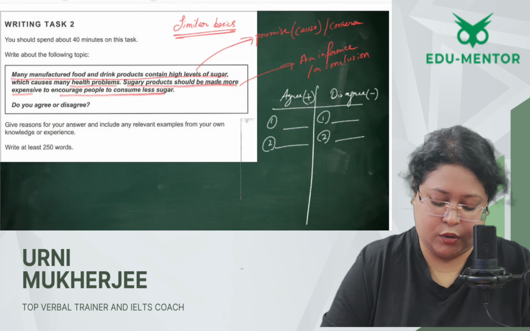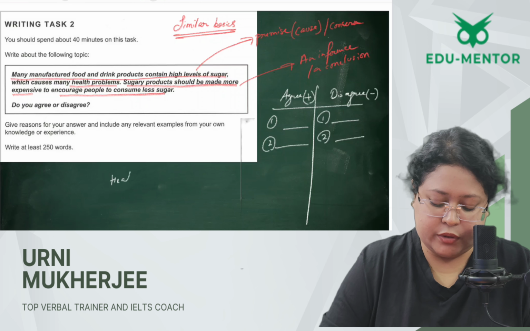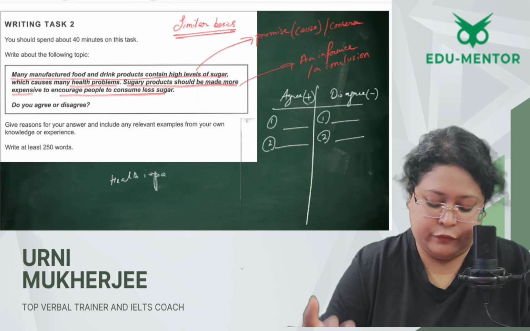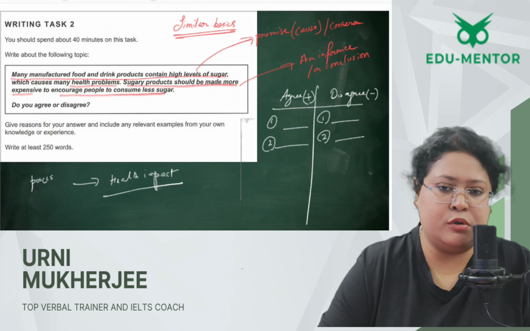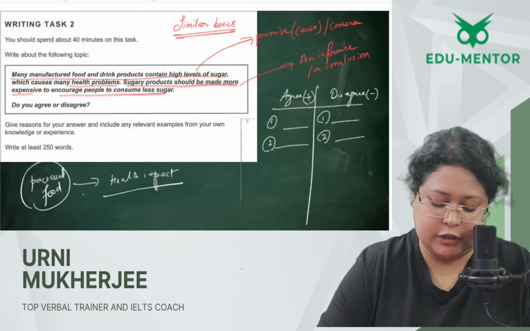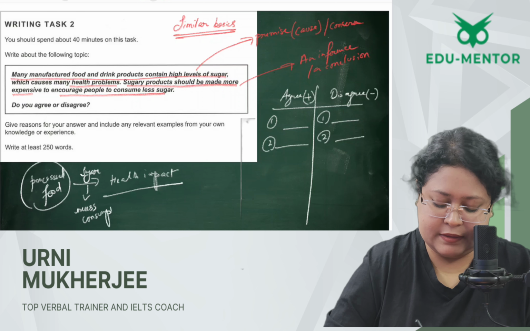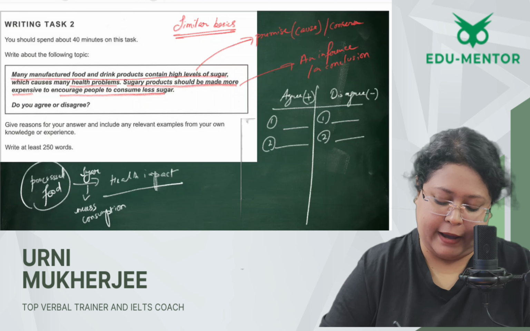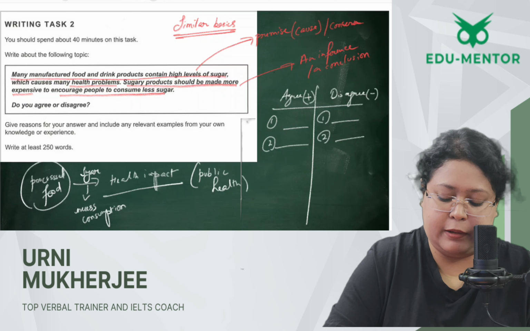Now, so what is the front here? They're saying that there's some sort of health impact from food and drink products, which are manufactured products, which we can also call processed food, with high levels of sugar, which is detrimental for health, right? And the sugary products should be made more expensive. So why should they be made more expensive? Because they are bad for health and they create many health problems.